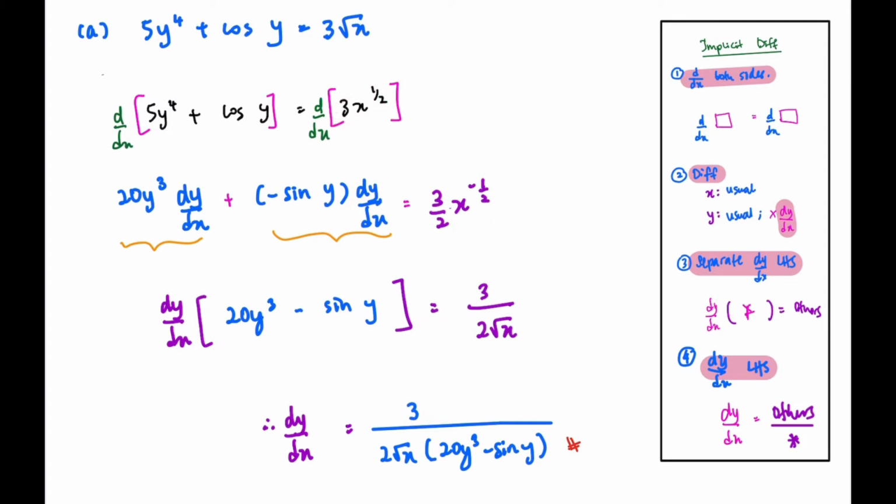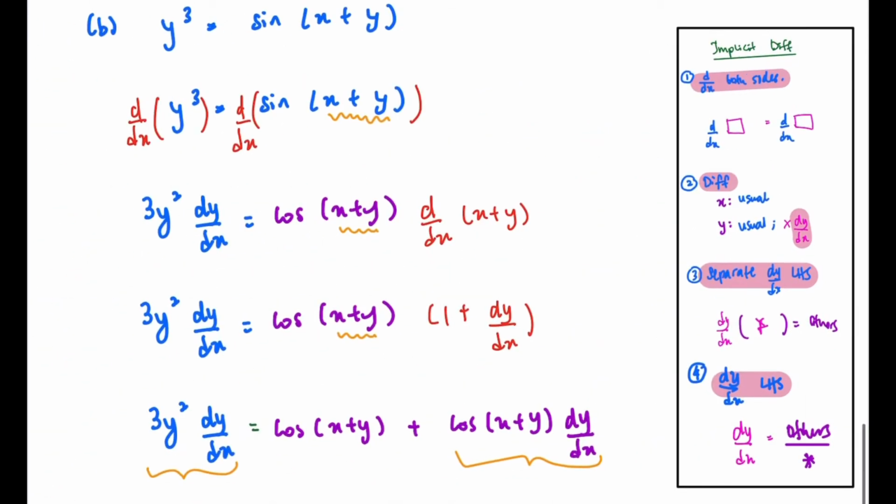Now let's proceed with step number 3, separate dy over dx. So now you have dy over dx on your left hand side, others on the right hand side. Let's factorize dy over dx, so you're left with this term here. And finally, the fourth step, find dy over dx. You need to take this term, divide by this term here. Therefore, this is our final answer.